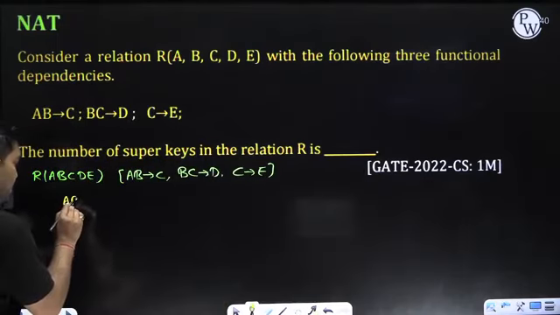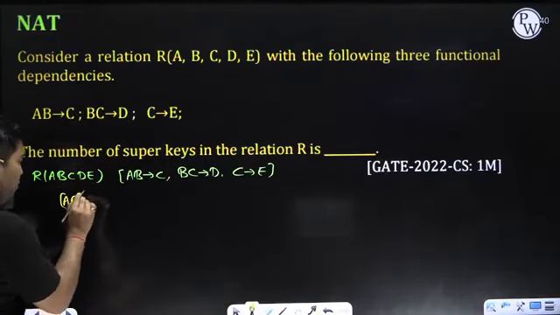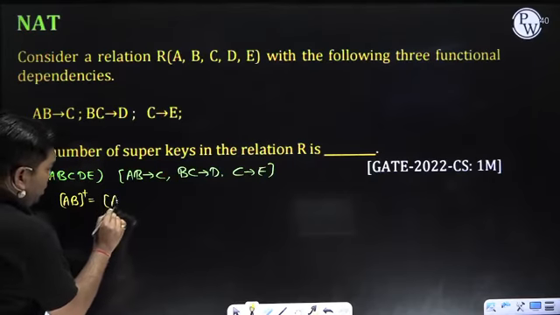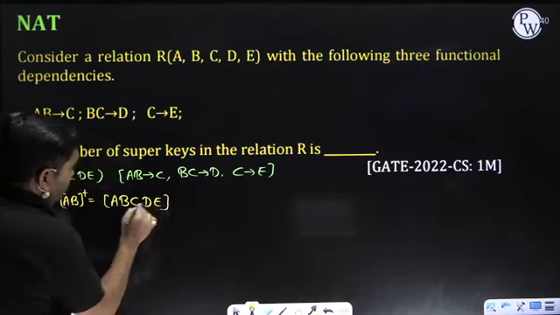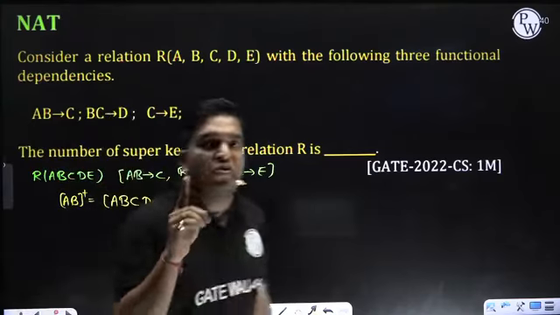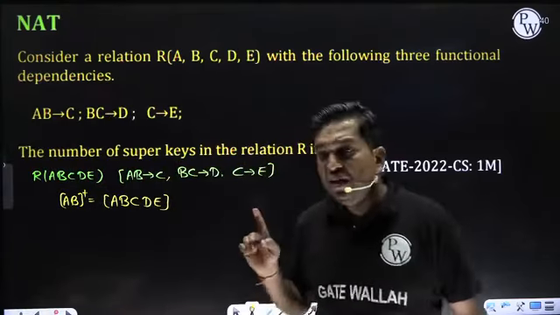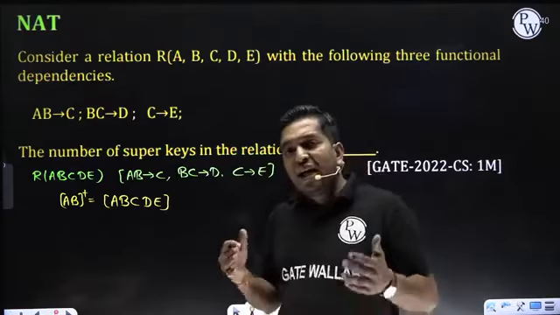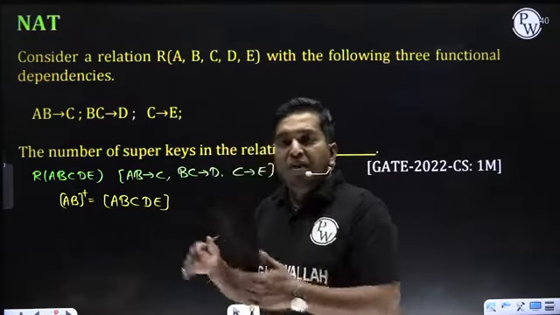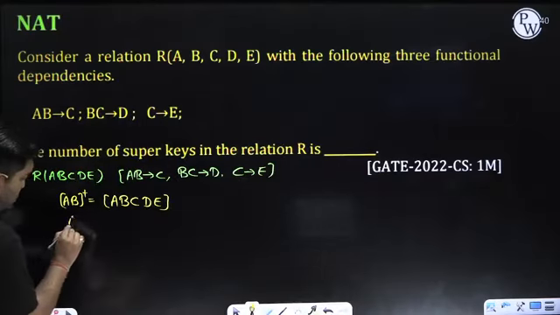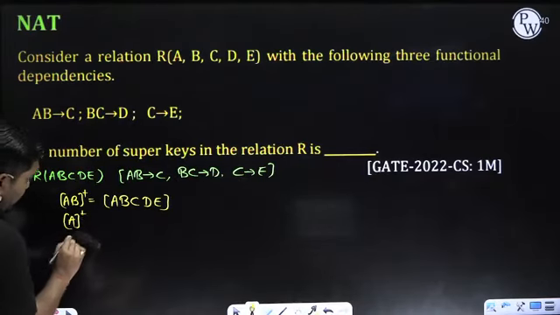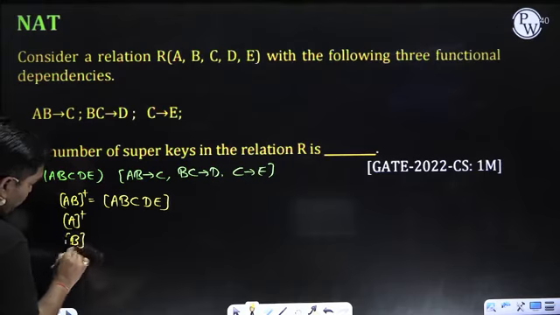First of all, we will calculate the candidate key. When you take the closure of AB, what are you getting? A, B, C, D, E. Meaning AB is a super key right now. Now we have to check either from A or from B, since we are getting all attributes. So we take the closure of A and the closure of B also.